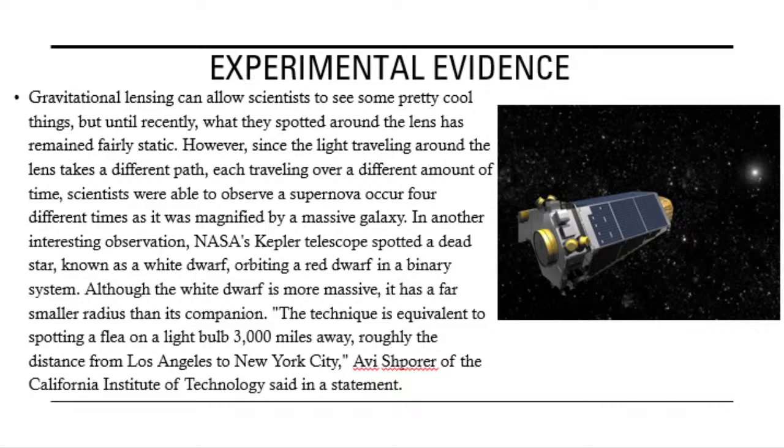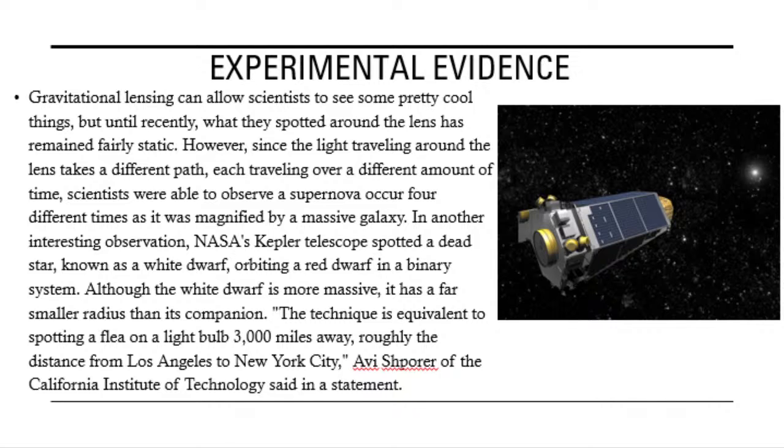Okay. So gravitational lensing can allow scientists to see some pretty cool things, but until recently, what they spotted around the lens has remained fairly static. However, since the light traveling around the lens takes a different path, each traveling over a different amount of time, scientists were able to observe a supernova occur 4 different times as it was magnified by a massive galaxy. And a supernova is a pretty cool thing to me. I don't know about you guys.